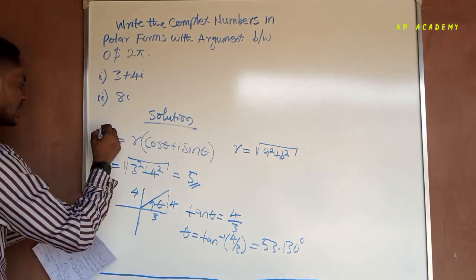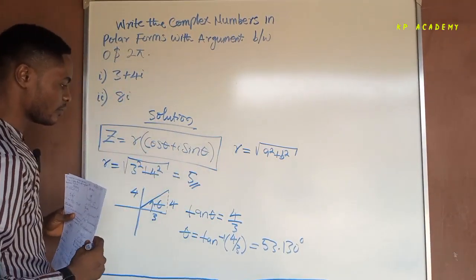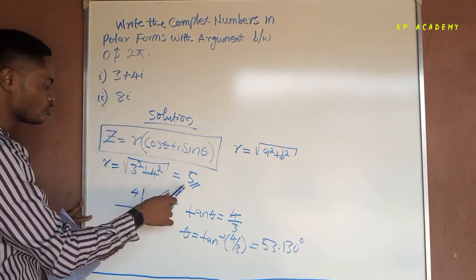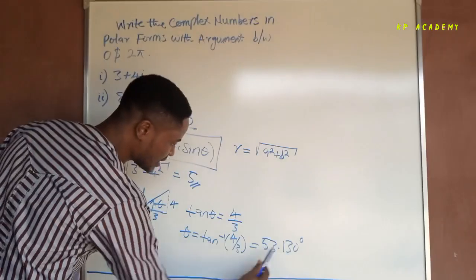Now, don't forget that this is the formula for putting a complex number in polar form. So for this particular complex number, we have gotten the modulus to be 5, and we have gotten the argument to be 53.130 degrees.